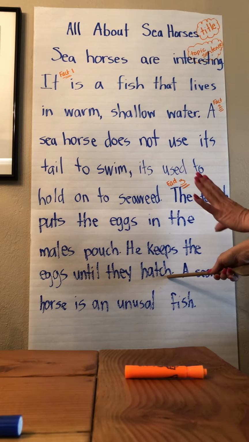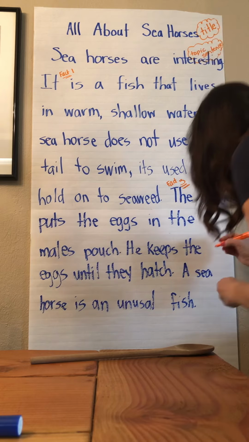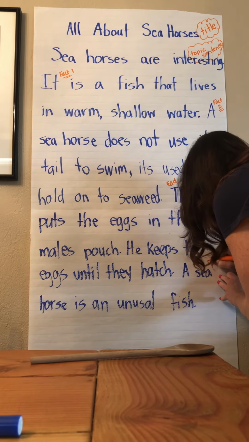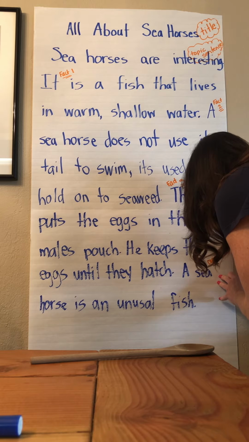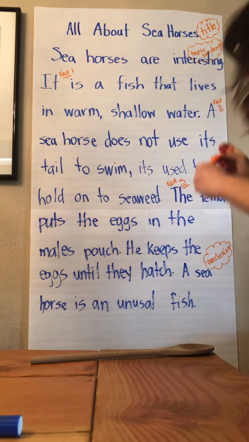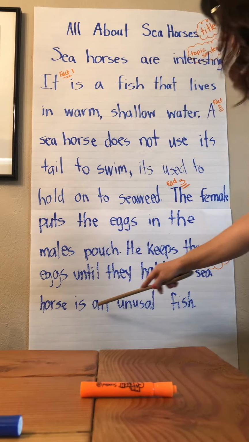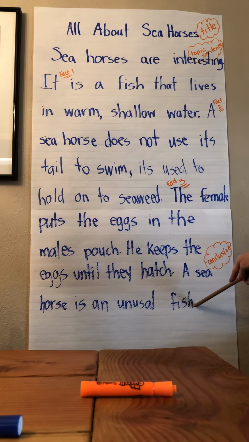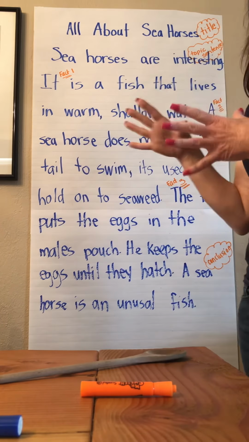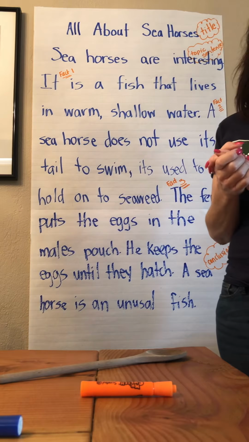I'm not sure you can see this. I can't check right now. And then our conclusion sentence, I'm going to write that word, conclusion, which just means we're at the end of our stuff. The conclusion says, a seahorse is an unusual fish. So that's an informational writing. That took a long time for us to write that.